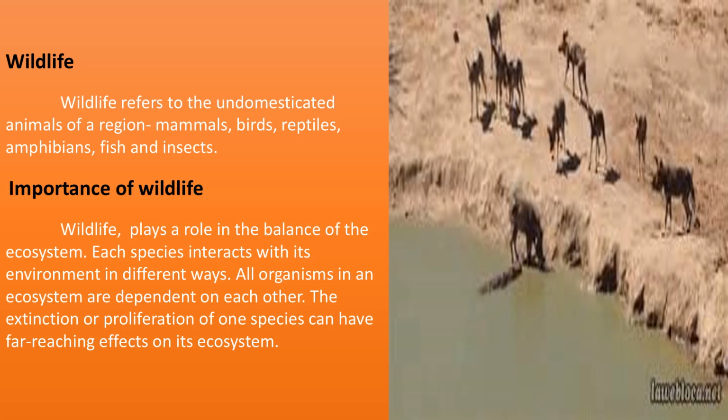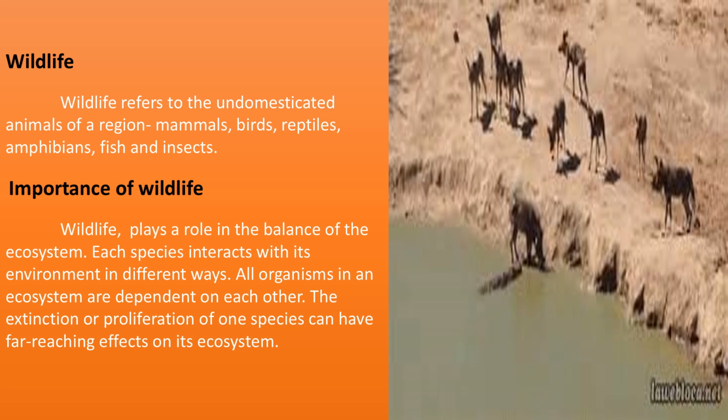Okay students, shall we see about wildlife and its importance? Wildlife first. Wildlife refers to the undomesticated animals of a region: mammals, birds, reptiles, amphibians, fish and insects. What is the importance of wildlife?